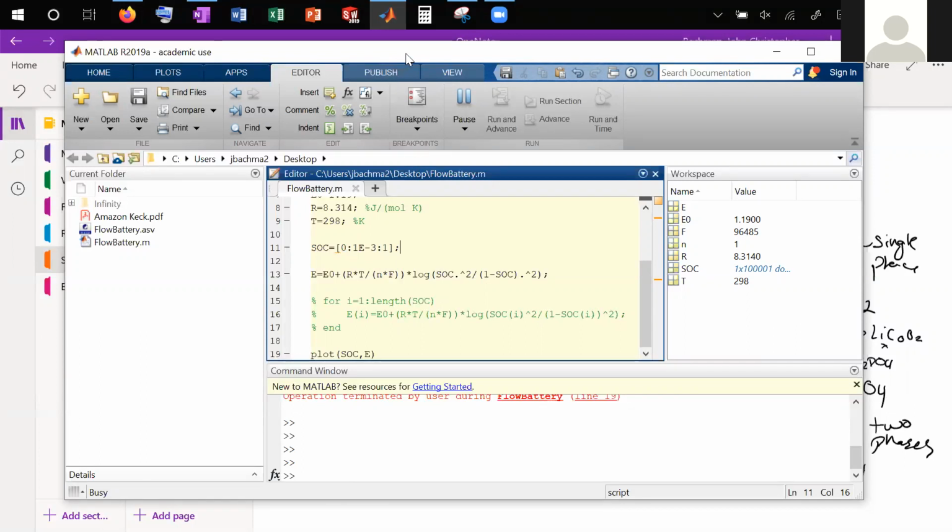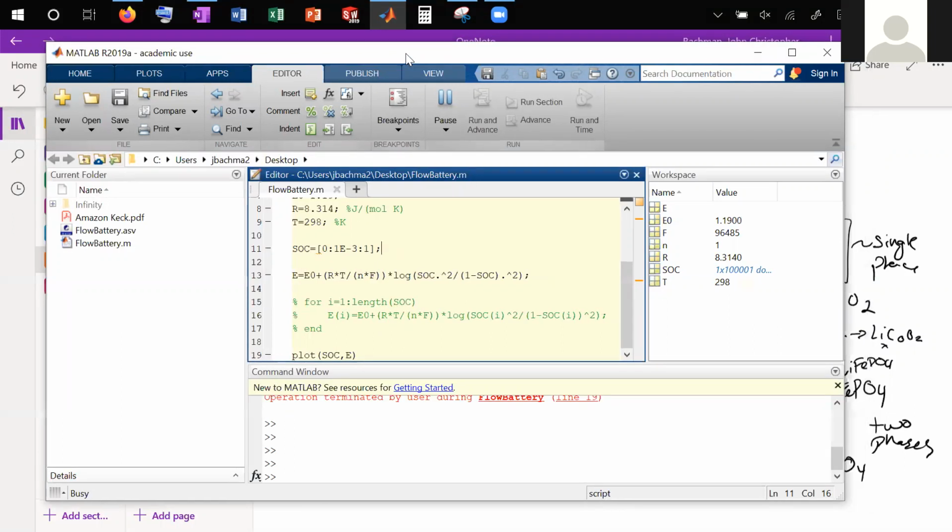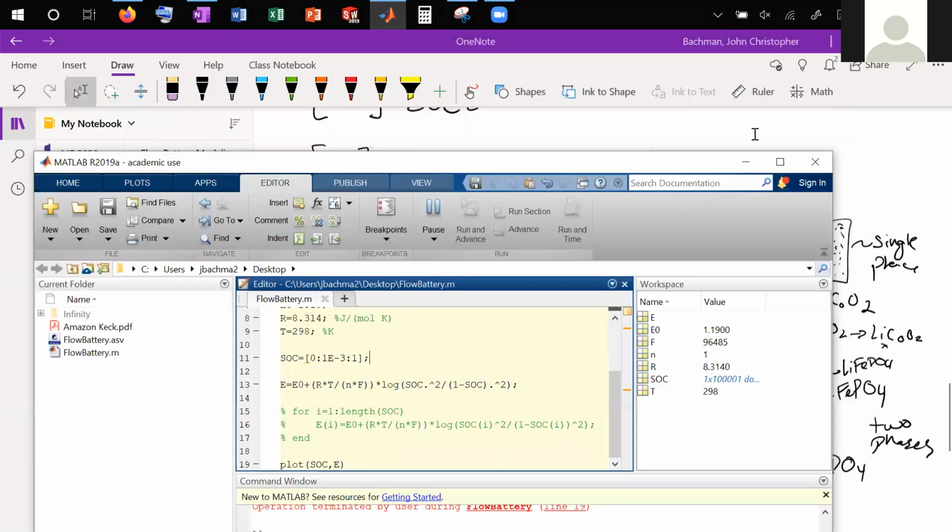MATLAB's been a little buggy today. I'm pushing my little computer too hard. That's one of the things. You probably shouldn't do a bunch of Zoom videos while you're trying to do these computations, especially if you have a tiny little laptop.